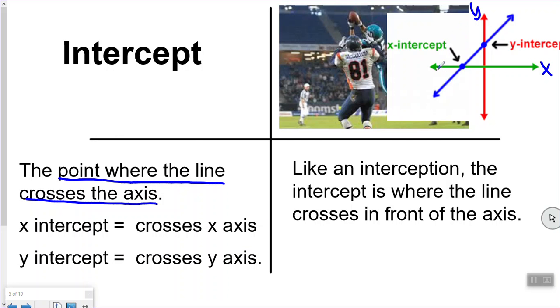If you look at this picture, this is the x-axis, the red line is the y-axis, and the blue line is the graph. When the blue line hits the x-axis, this point is called the x-intercept, and when the line hits the y-axis, this point is called the y-intercept.